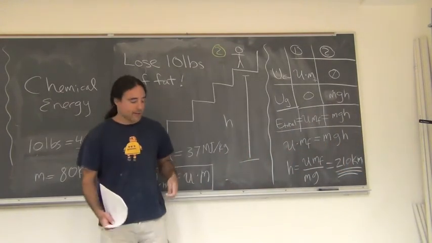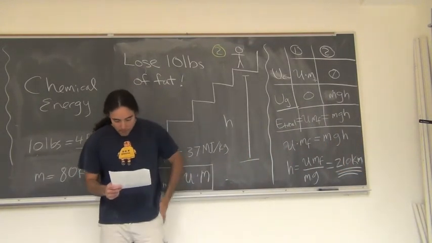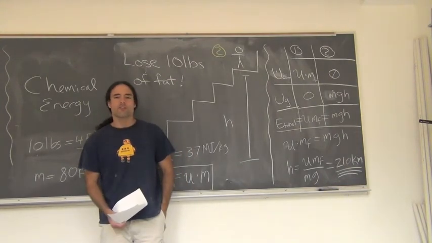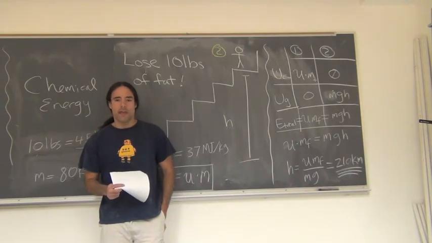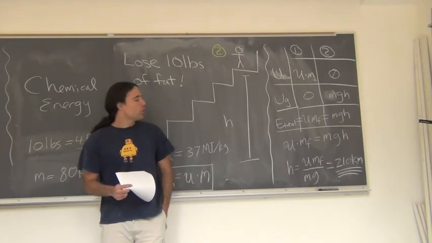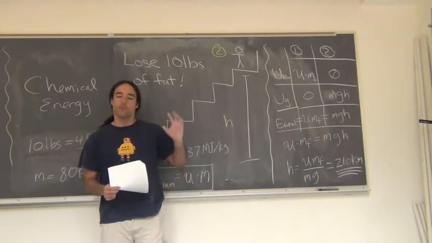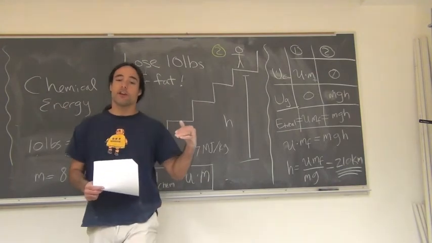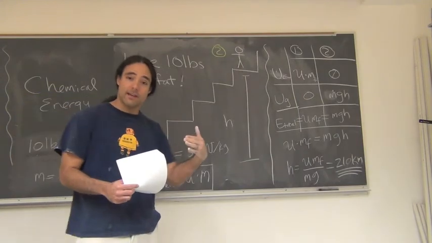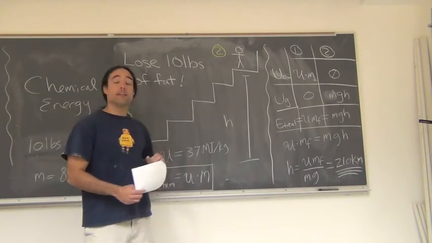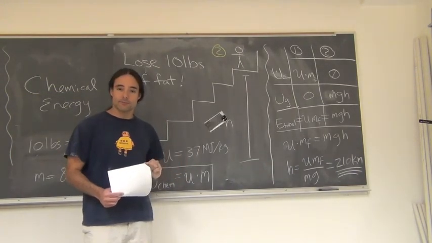So let's put that in context. How big is 210 kilometers? Well, Mount Everest is about 10 kilometers. So this would be the equivalent of climbing Mount Everest 20 times. So if you climb Mount Everest 20 times, you will be guaranteed to lose 10 pounds of fat.